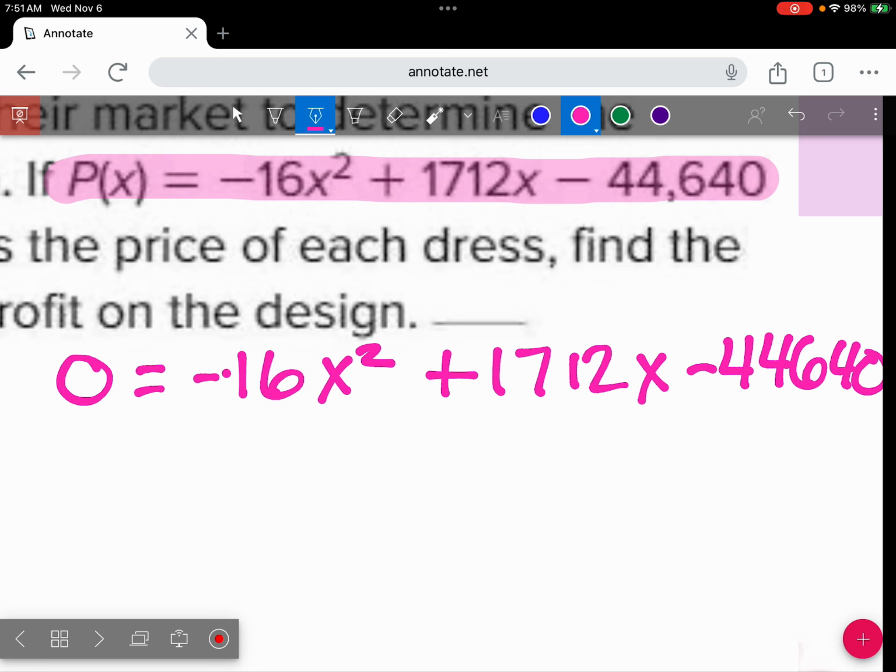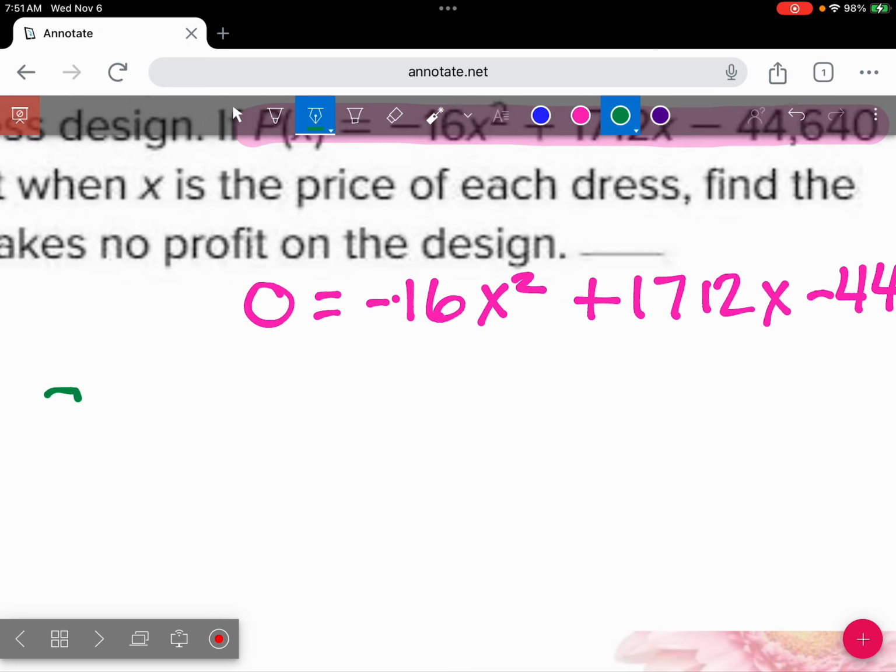What we're going to do is try to factor this. I know Cooper already noticed it, but it does have a GCF. All of these numbers are divisible by 16. Also, when we're factoring, we don't like to have minuses on our x squareds, so I'm going to factor out a GCF of negative 16.